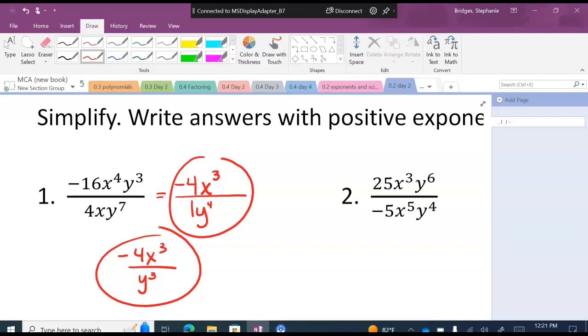Remember, the questions we're going to ask is, do we have any parentheses we need to get rid of with exponents? Then do we have any negative exponents that we need to move?